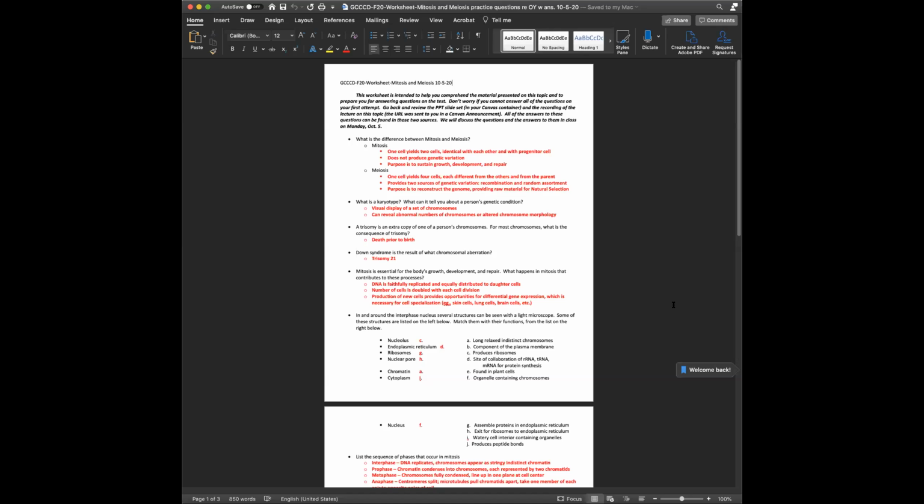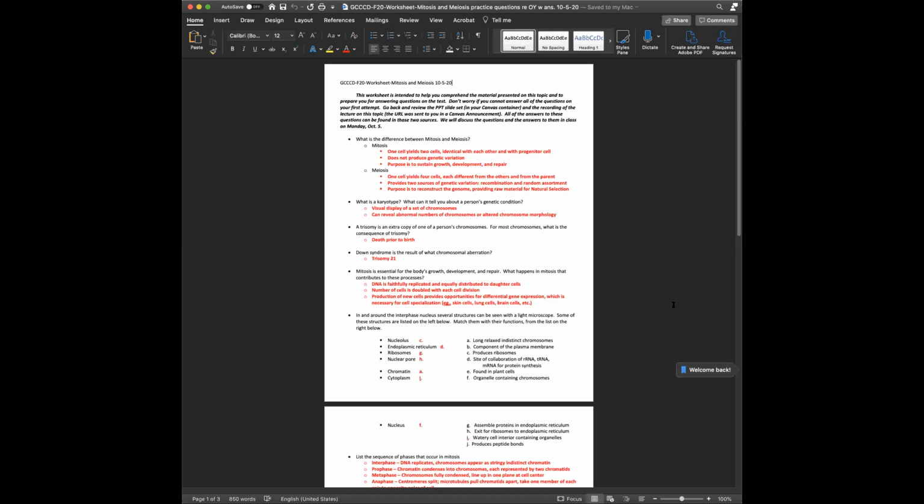Second question, what is a karyotype? We went over karyotypes before. It's a visual display of chromosomes. What good is a karyotype? Well, you saw what can happen if you just count chromosomes. You can see that there can be abnormal numbers of chromosomes. That can lead to a change in phenotype. Or you may see altered chromosome morphology, which might indicate a problem.